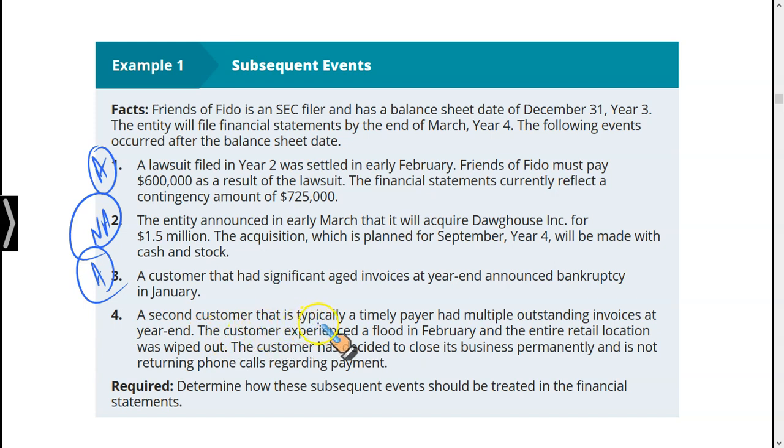A second customer that is typically a timely payer had multiple outstanding invoices at the year end. The customer experienced a flood in February and the entire retail location was wiped out. The customer has decided to close its business permanently and is not returning phone calls regarding payment. There was no condition on the balance sheet date regarding this flooding, so it is non-adjusting. It is a non-recognized subsequent event. However, if the amount is significant, then it may be disclosed in notes, otherwise not. So this is a non-adjusting event.